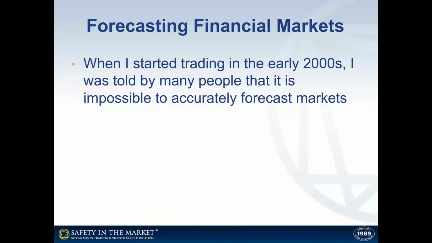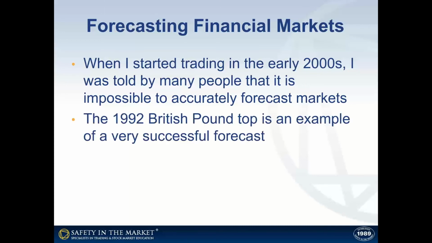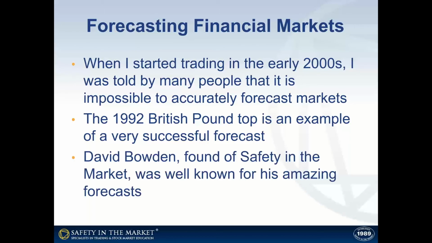When I started trading in the early 2000s, I was told by many people that it is impossible to accurately forecast markets by any method. The 1992 British pound top is an example of a very successful forecast. In fact, David Bowden, the founder of Safety in the Market, he was well known for his amazing forecasts.